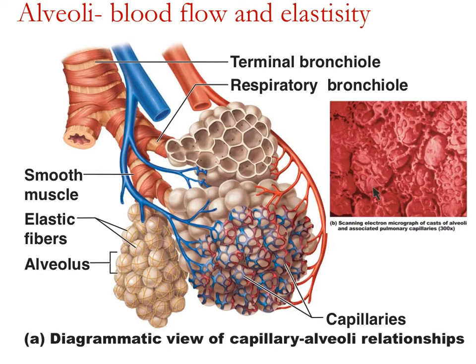If you look over here on the right-hand side, this is a scanning electron micrograph showing the actual webbed capillary bed around each individual cup. So this image is a legitimate image from actual scientific pictures. And finally, there is also elastic tissue wrapped around each cup. That, along with the surface tension of the alveolar fluid, allows for great recoil of the lungs to help with exhalation.